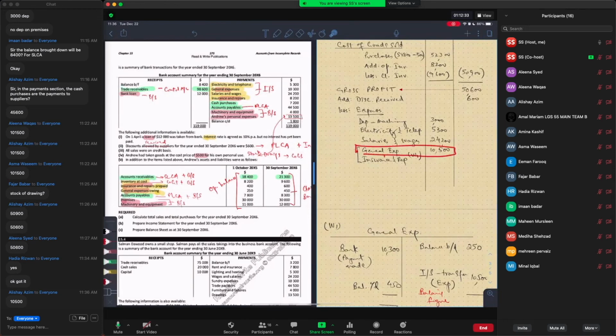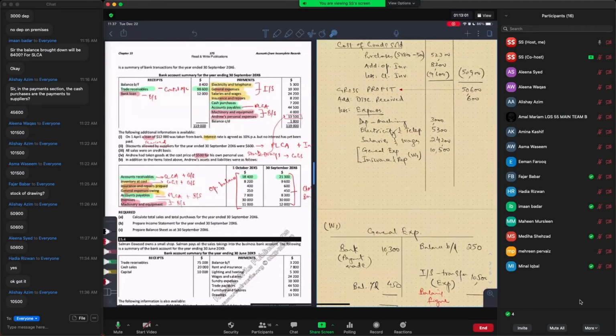10,500. Okay, give me a green check if you understand how to calculate a double accrued expense. Now we will solve prepayment as well, right? Okay, Iman Farouk and Fajr and Iman Badr and Madiha and Minal. You did not understand, dear? Right. Okay, good.